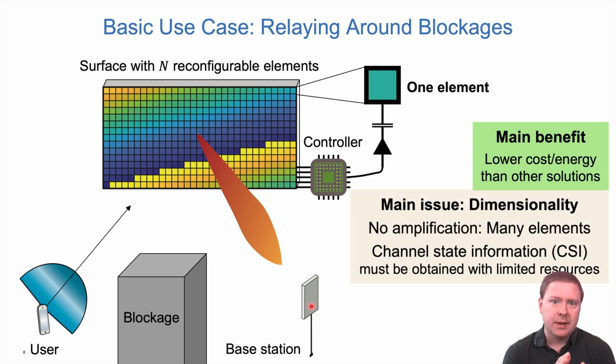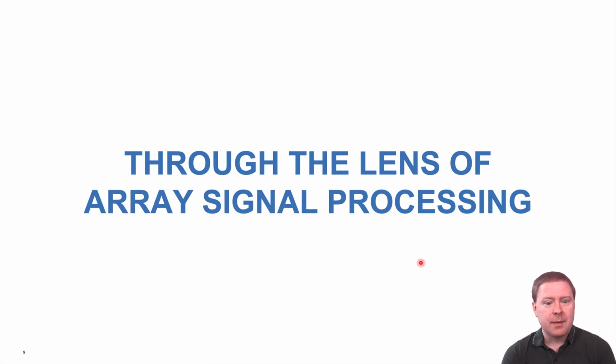But it turns out that you need many elements here which have reconfigurable properties. And that is because we are not amplifying signals. We're picking up existing signals and we redirect them. And for that reason, we also need to know the channels when it comes to all of these different elements. And that is something we need to estimate using limited resources. And this is one of the main issues, the dimensionalities, that we will address in this video. And we will particularly do that by taking a look at the technology through the array signal processing tools and see how that is very handy in order to overcome some of these dimensionality issues.